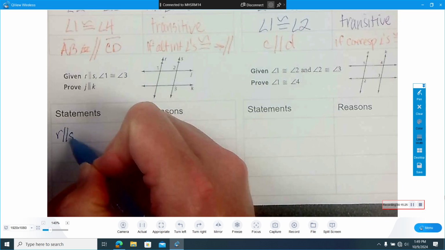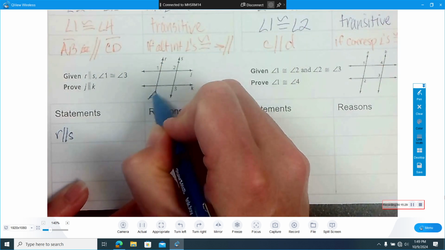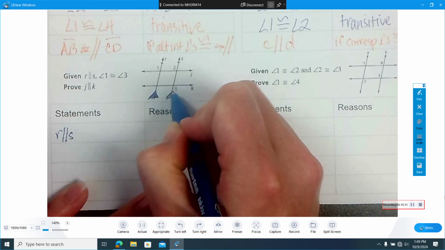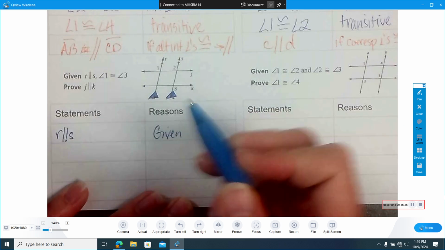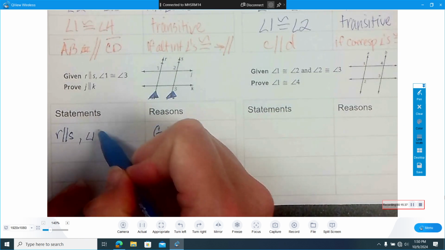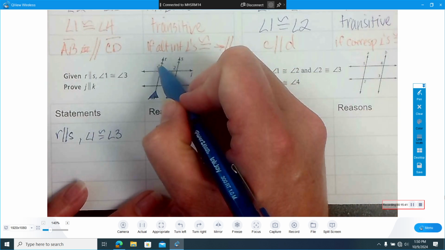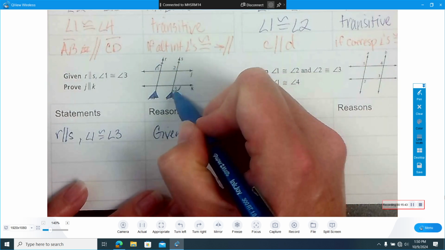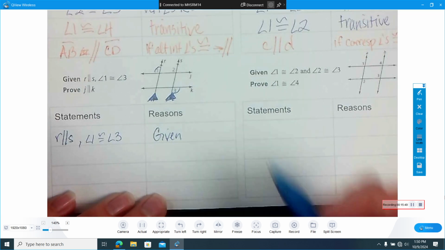R is parallel to S. So those are my lines up here. I'm going to give them some big arrows so that I know that they're parallel. And angle 1 is congruent to angle 3. Do 1 and 3 have anything to do with each other? They don't have a relationship.